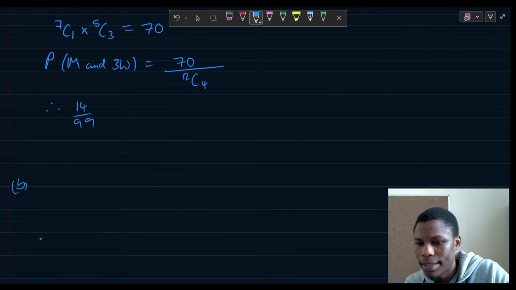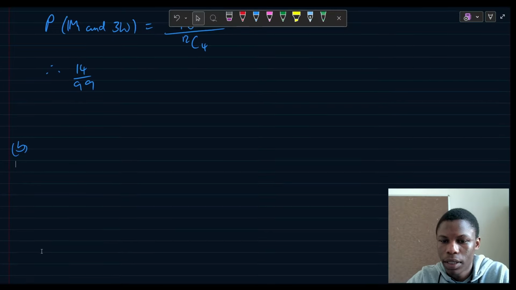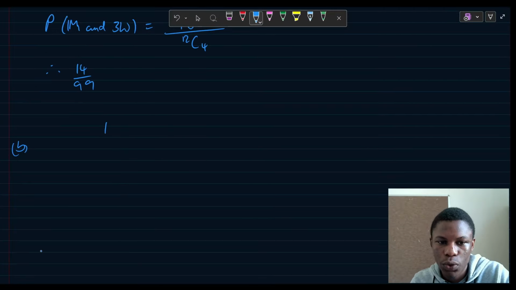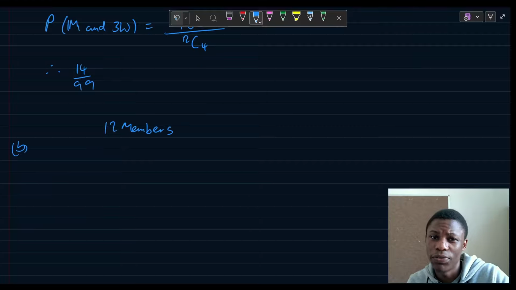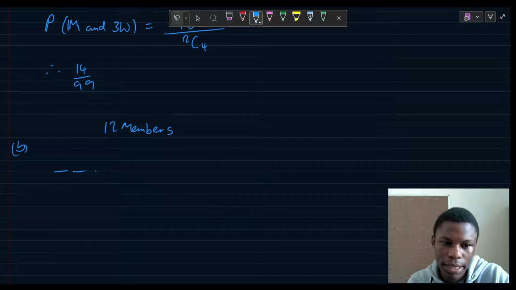Every Tuesday, the darts club chooses 3 teams of 4. Each team enters a competition in a different town. In how many different ways can the teams be chosen if there are no restrictions? Okay. So we've got our 12 members, and there are no restrictions here. So I don't care how many of these are men and how many are women. And I want to pick 3 teams of 4.